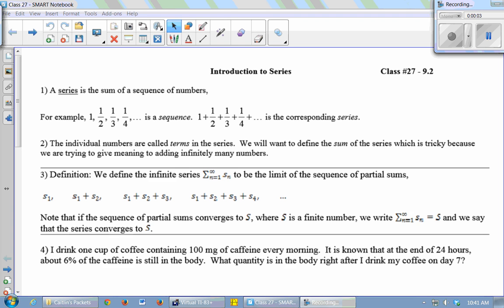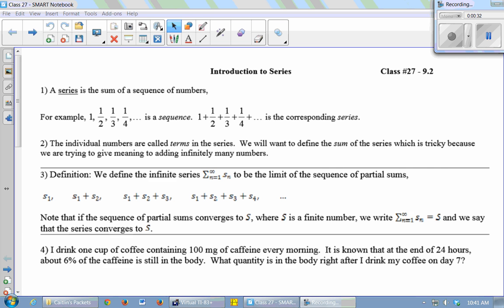Okay, so we're going to talk about series today. Last class we talked about sequences, which was just a list of numbers, right? A series is a sum of a sequence of numbers. So for example, 1, a half, a third, a fourth is a sequence. It's just a list of numbers. And when you add up all the numbers in that list, 1 plus a half plus a third plus a fourth, we call that a series. The individual numbers in the series are called the terms.